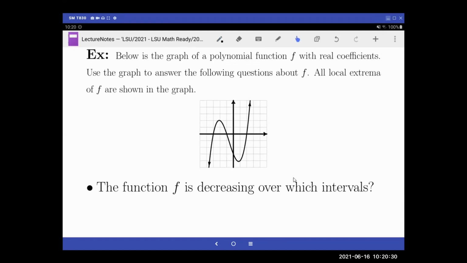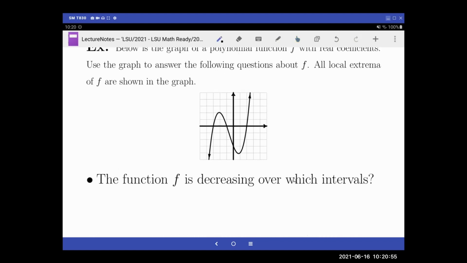All right, this is the last, or second to last set of questions here. Okay, here we have a graph of a polynomial function. So we're not told much about this, except this is its graph. And well, we're told it has real coefficients. Use the graph to answer the following questions about f, the function. All local extreme values are shown in the graph. Okay, so they're basically saying that the graph doesn't do anything else. It doesn't go up and then down. It just goes up forever this way and down forever that way. Okay, so here are my extreme values.